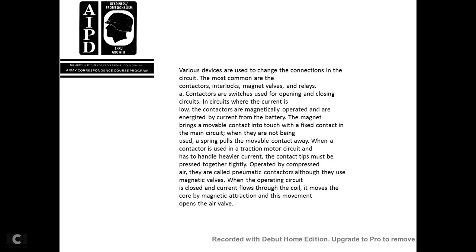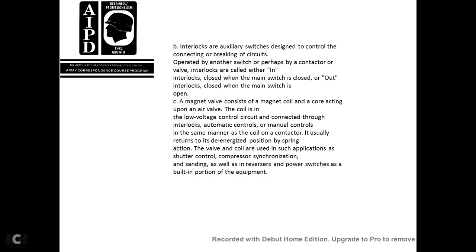With the fixed contact of the main circuit, when they are not being used, the spring pulls the movable contact away. When the contactor is used in the traction motor circuit, it has to handle a heavier current, so the contact tips must be pressed together tightly, operated with compressed air, and they are called pneumatic contactors, although they use magnetic valves. When the operating circuit is closed, the current flows through the coil and it moves the core by magnetic attraction, and this movement opens the air valve.